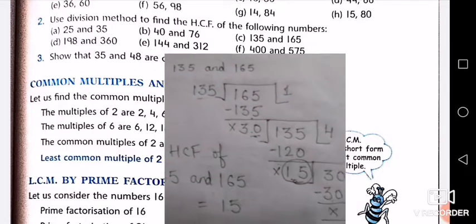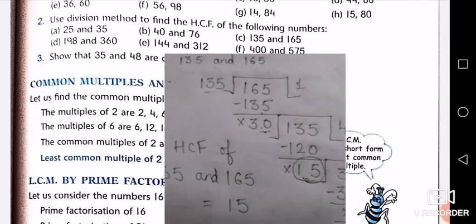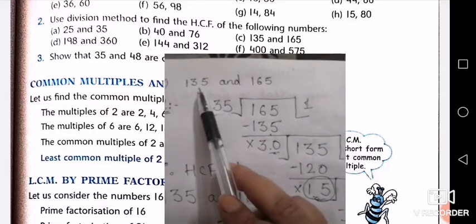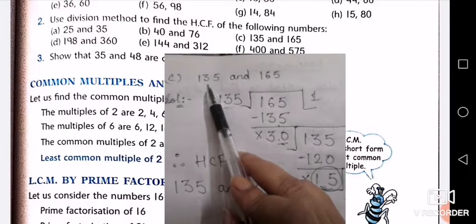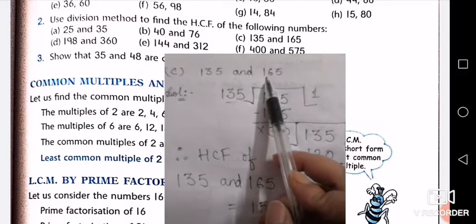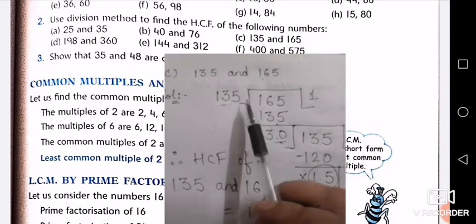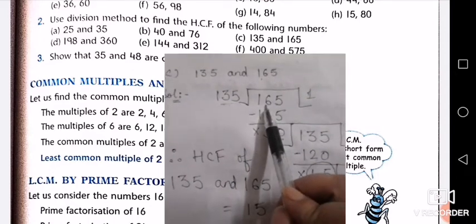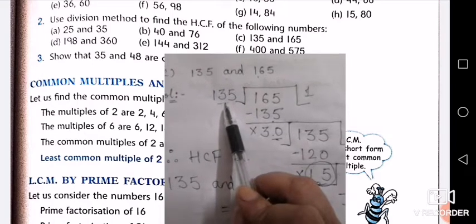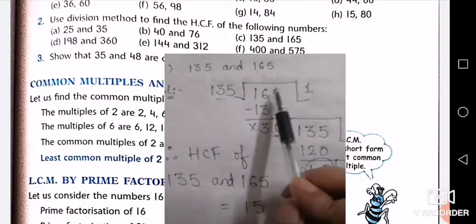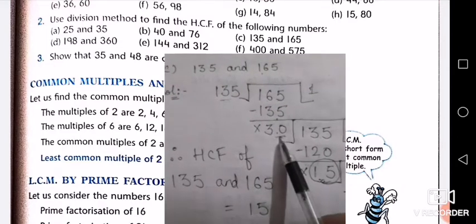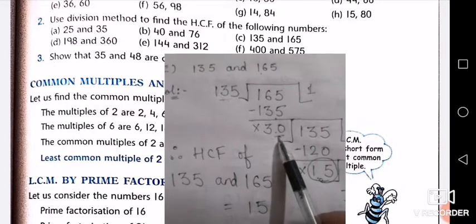So these questions are quite easy, but you require practice. So what is given to you? You have been given two numbers, 135 and 165. Because 165 is the bigger number, we take it as the dividend and the divisor will become 135. It will go 1 times, then do the subtraction, you will get 30 as a remainder.